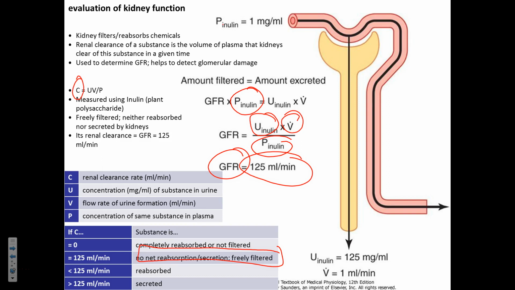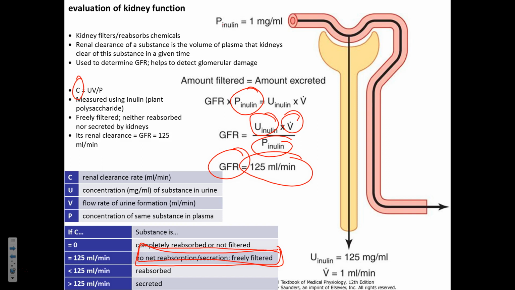So I kind of give you two opposites here. One, no reabsorption, no secretion, free filtration. Things like creatinine or inulin. Does that make sense? Another opposite, filtration and then complete reabsorption. Are we clear? So that's renal clearance 0.